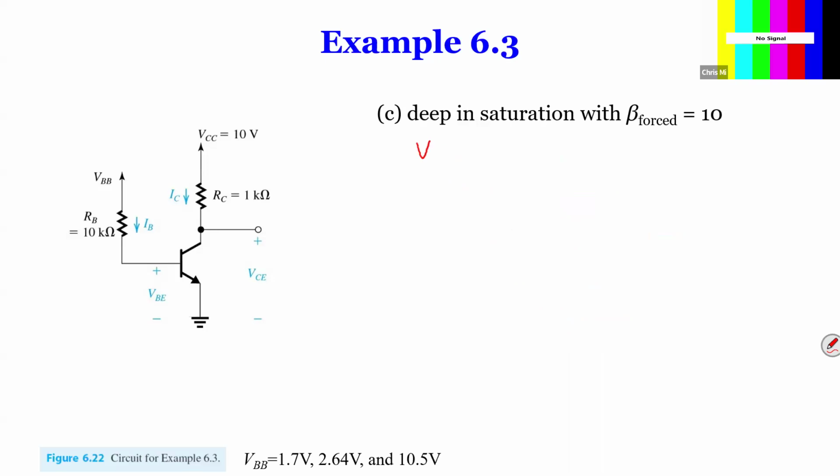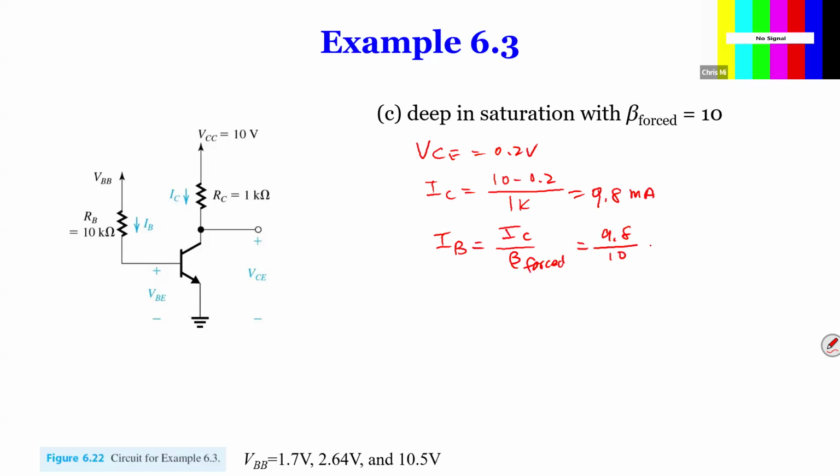So here, it's deep in saturation, so VC is 0.2 volts. Therefore, we can calculate IC equal to (10 minus 0.2) divided by 1K, which is 9.8 milliamps. Now, IB at this point is 9.8 divided by 10, which is 0.98. What's important is to use this forced beta instead of beta because it's deep in saturation. Sometimes it's asking you to calculate the forced beta, but here the forced beta is given.